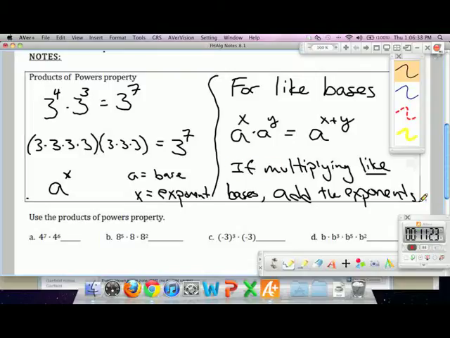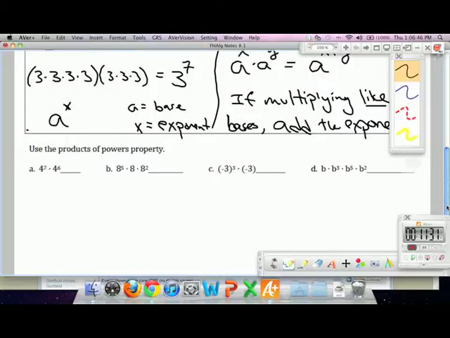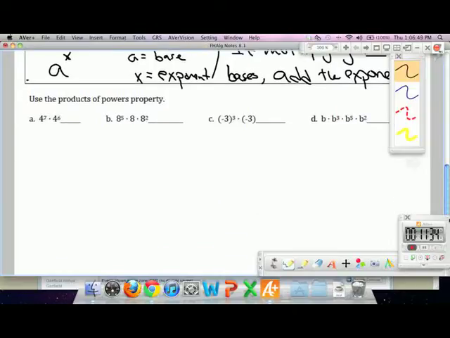So using this property, if I find like bases, I can combine the exponents with addition. I'll do the first couple with you here. 4 to the 7th times 4 to the 6th. You could write out all those 4s and count how many there are, or a better way is to use this property. The bases are the same, so you can just add the exponents. So what should this simplify to? 4 to the 13th.